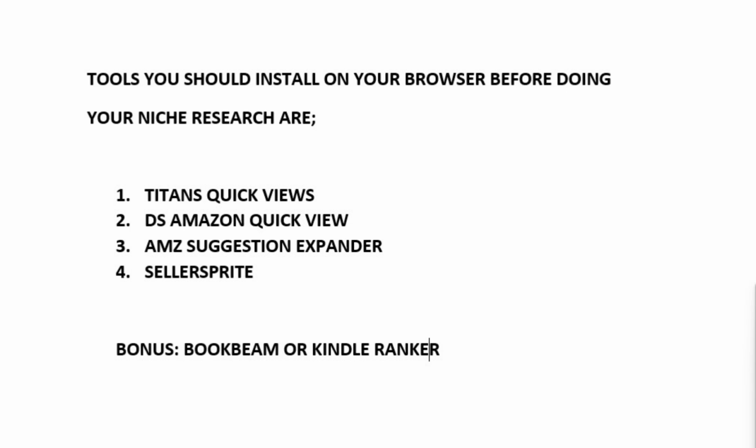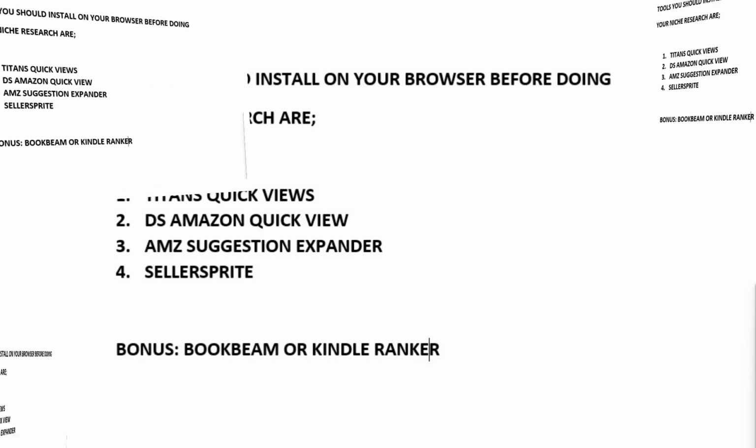They are the tools I use to make my book title research on Amazon store. And the bonus tool you will need, that's if you have money to spend, you can use BookBeam, Kindle Ranker, Publisher Rocket, and the likes. That's if you have money. But if you don't have money, install these tools on your web browser so you can use them to do your research on Amazon store. So as we continue, I will show you how to research your niche on BookBeam or on Kindle Ranker.